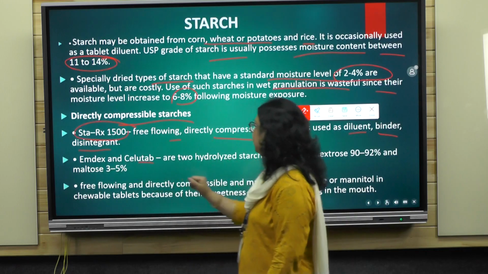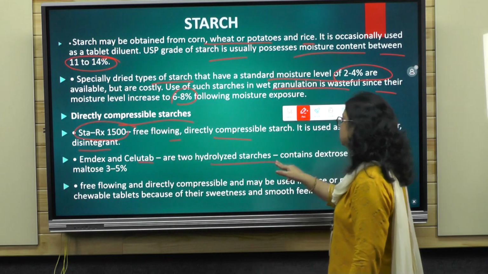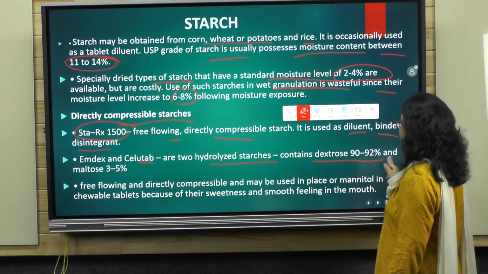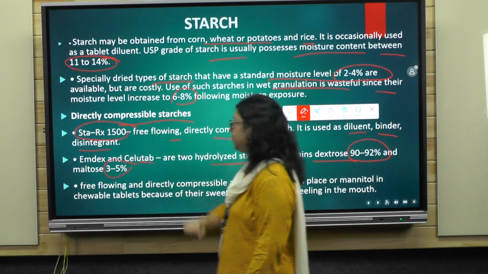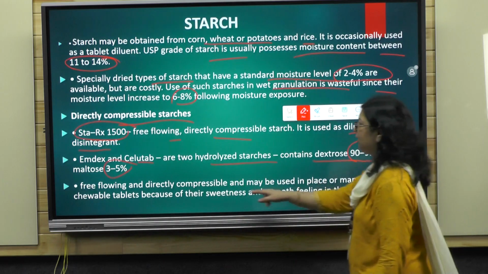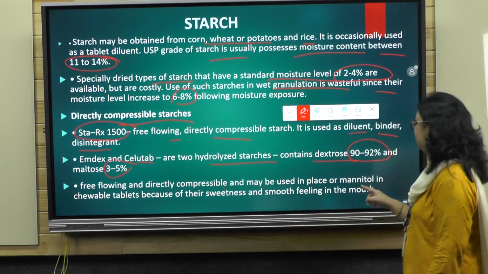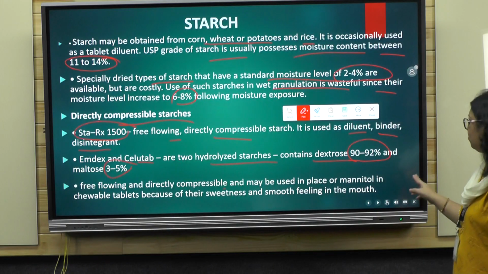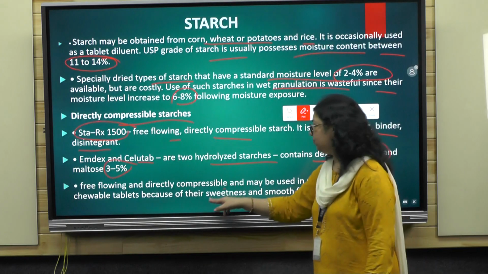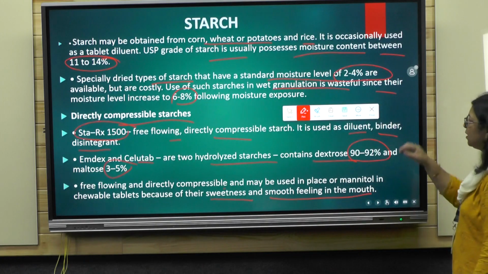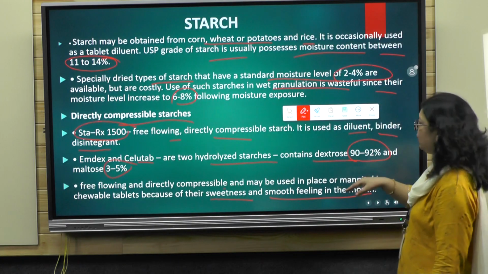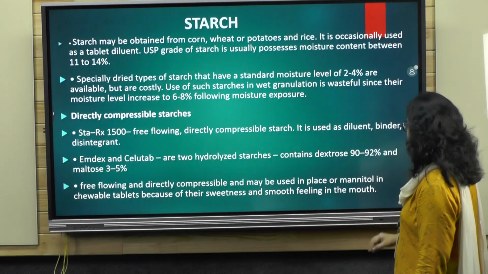Amdex and Celutab are two hydrolyzed starches, and they contain dextrose 90% and maltose 3 to 5%. These are also free flowing, directly compressible, and may be used in place of mannitol in chewable tablets because of their sweetness and smooth feeling in the mouth. So along with the diluent property, they also have other properties as well.